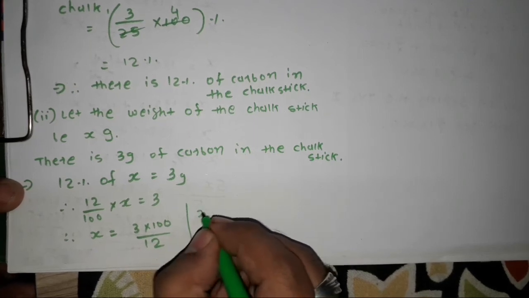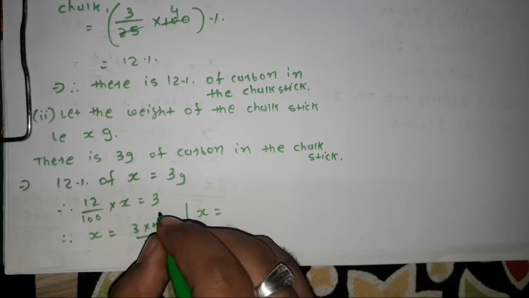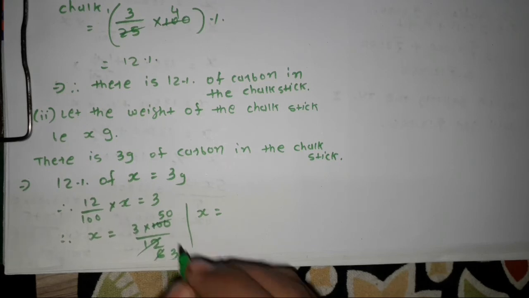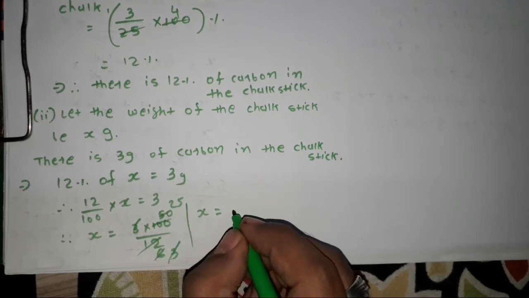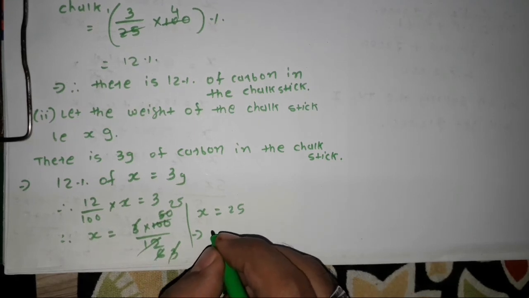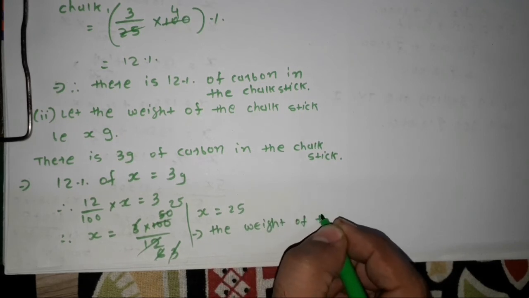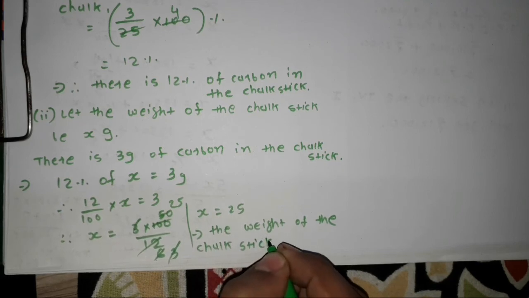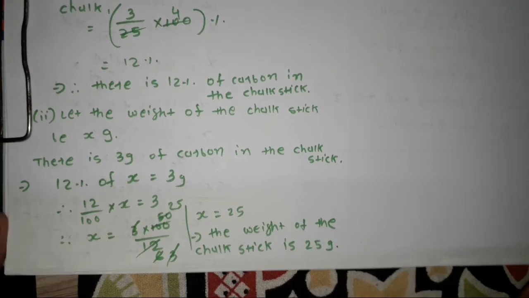Now to solve this, x is equal to... here, 2 5s are 10, and here I will write 50, and 2 6s are 12. So 2 3s are 6, and 2 25s are 50. This 3 and this 3 will be cancelled, so only 25 remains. 25, but 25 what? It is gram. So at last we can write that the weight of the chalk stick is 25 gram.